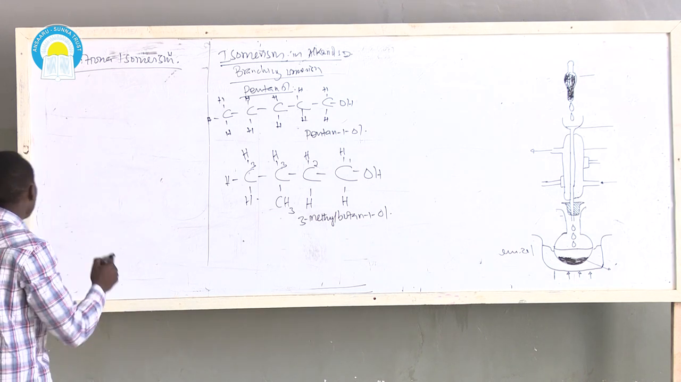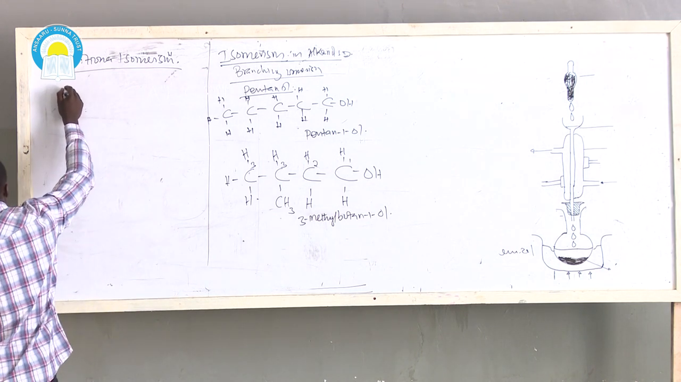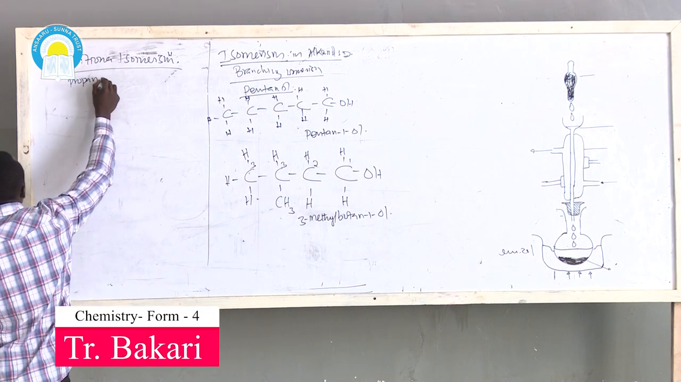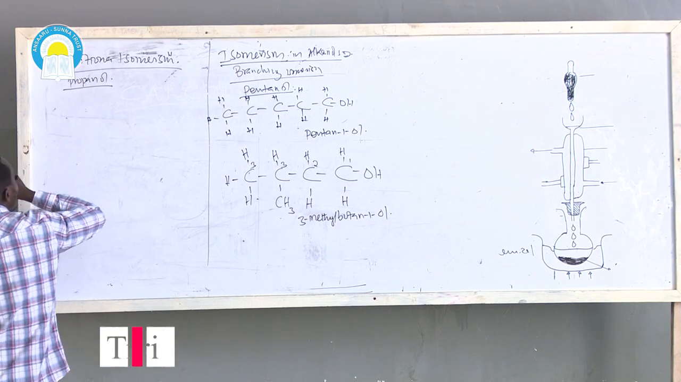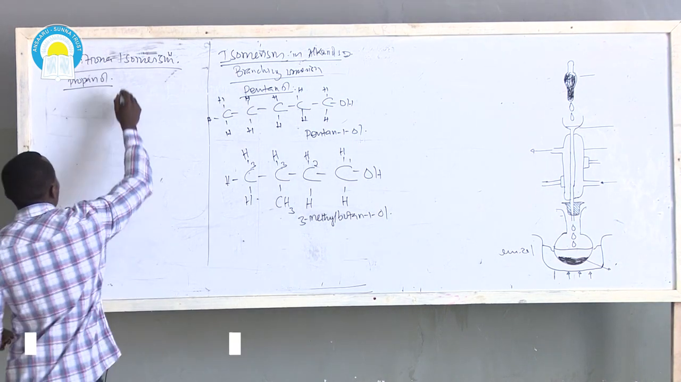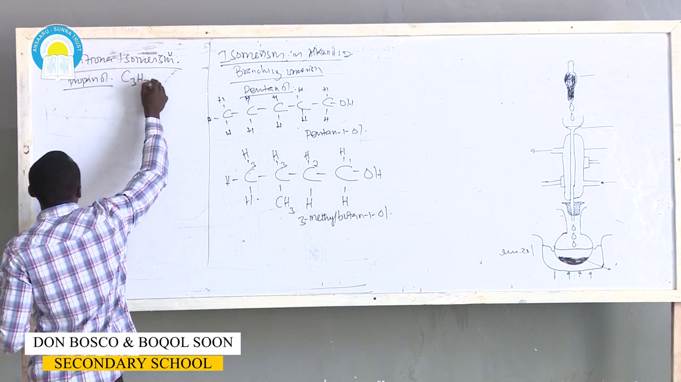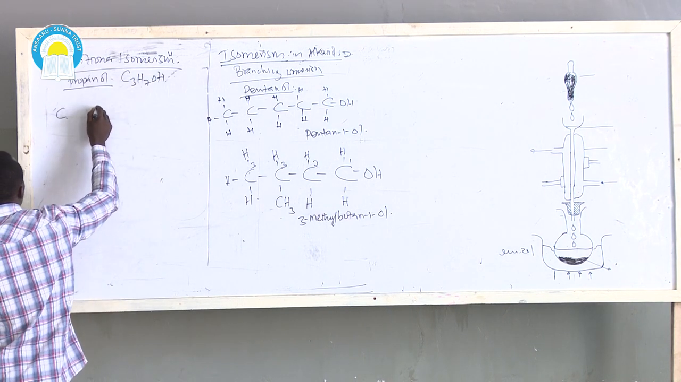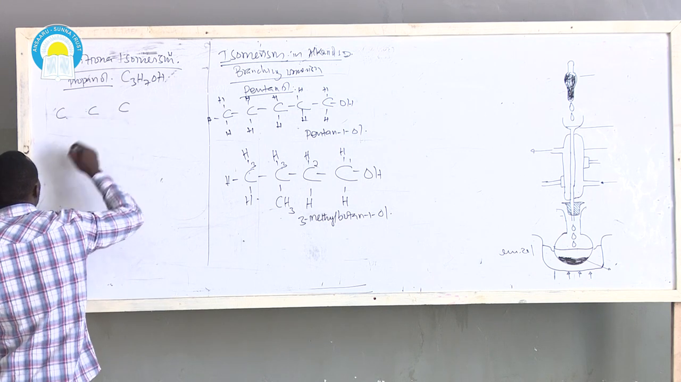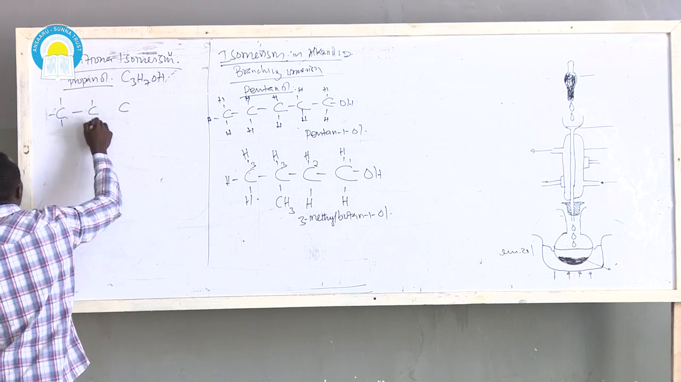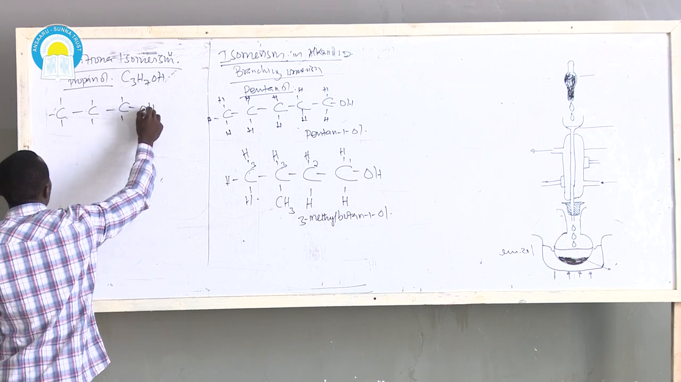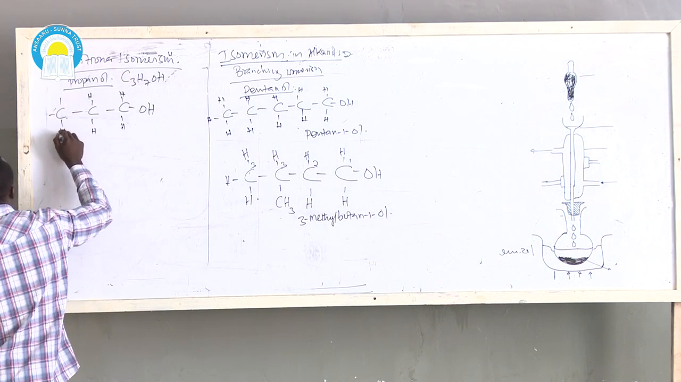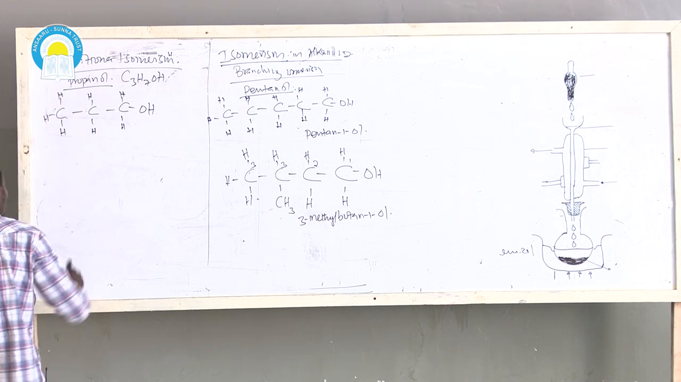For example, let's talk of propanol. So propanol is from three carbon atoms, that is C3H7OH. So we have here the first carbon atom, second carbon atom, third carbon atom. So we have this one here. We put the OH, and the hydrogens on the remaining bonds.